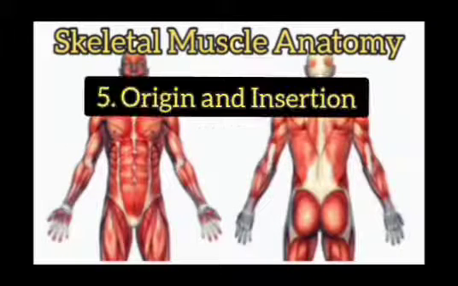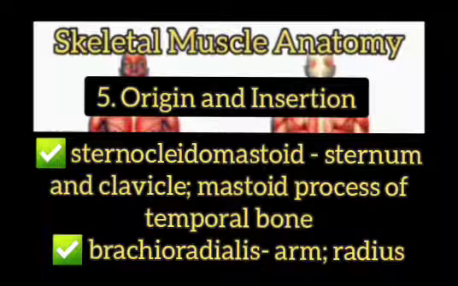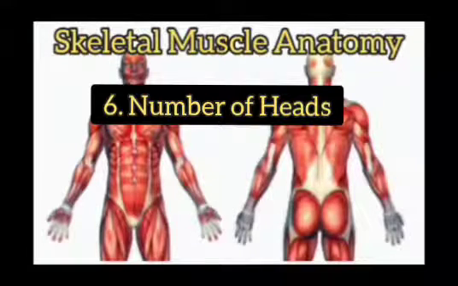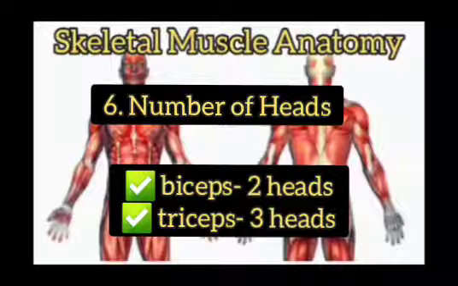The next, origin and insertion. The sternocleidomastoid has its origin on the sternum and clavicle and its insertion on the mastoid process of the temporal bone. The brachioradialis originates in the arm, brachium, and inserts into the radius. Then we have number of heads. The biceps muscle has 2 heads, origins, and the triceps muscle has 3 heads, origins.